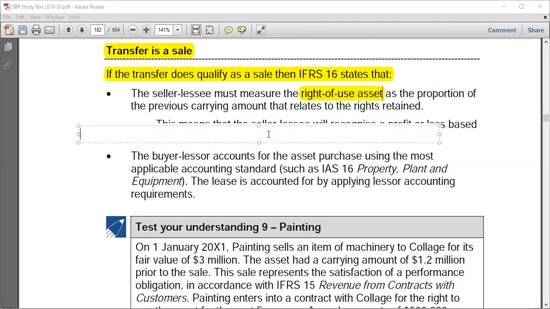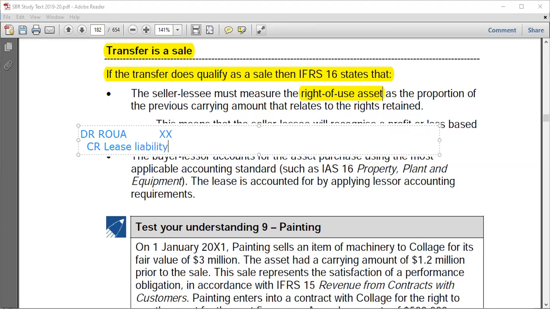If the transfer is a sale, this is just like a normal lease. So debit right of use asset. I think we spoke about this earlier, right? Right of use asset, and usually credit lease liability. You should have the ways to proceed with these matters just like this.